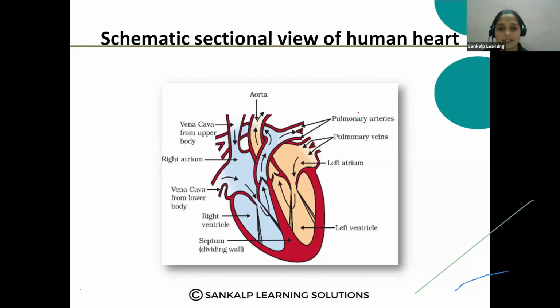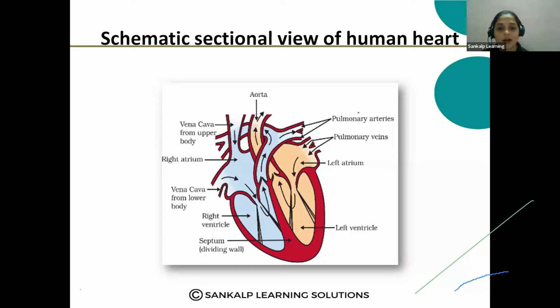So our heart size is equal to the left fist of our hand, right? This diagram represents the schematic sectional view of the human heart. You know that the human heart contains four important chambers. Now we are studying how the heart is able to pump the blood to the different parts of our body, because the blood should move inside our body, since it is carrying the nutrients.